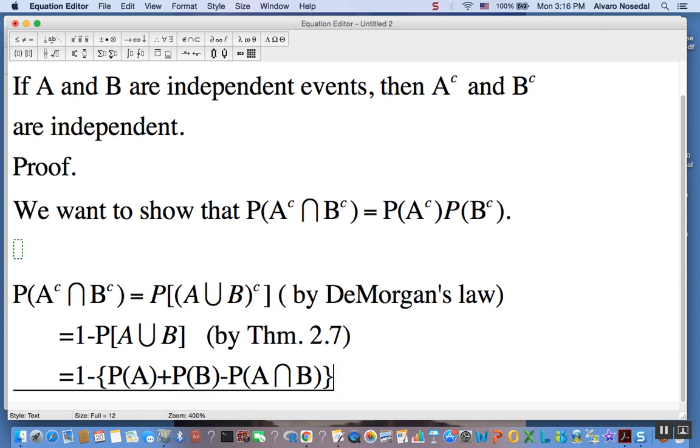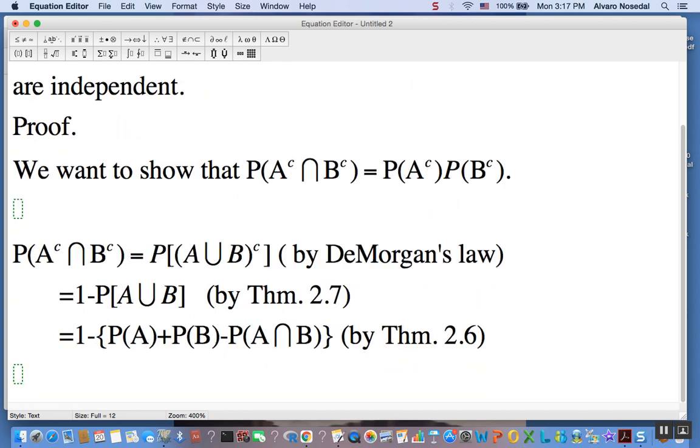And that is also another important theorem that we have already shown, and that happens to be in your textbook, Theorem 2.6. Okay? Let's keep going.